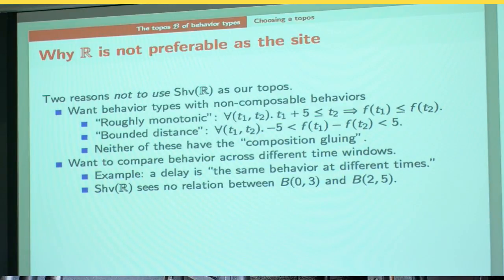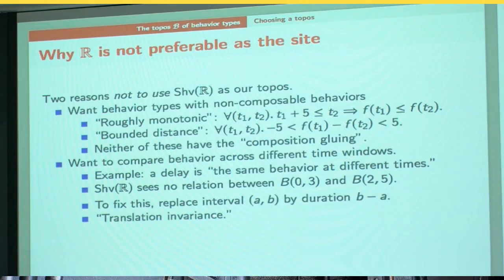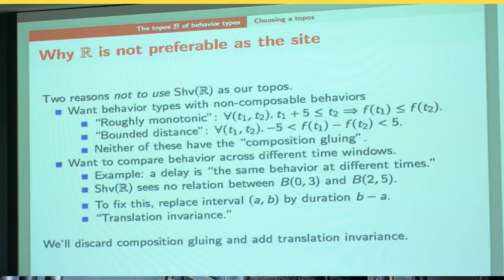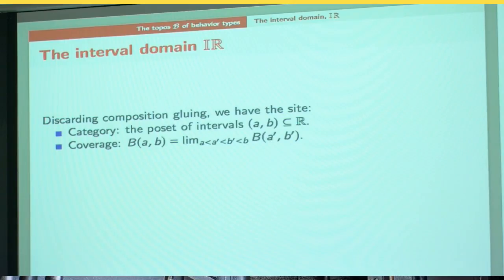So if you want to be able to compare things over different amounts of time, what we're going to do is replace intervals by their duration, or their extent. This is what we call translation invariance. And so we're going to discard composition gluing and add translation invariance. To discard composition gluing, you get something called the interval domain.